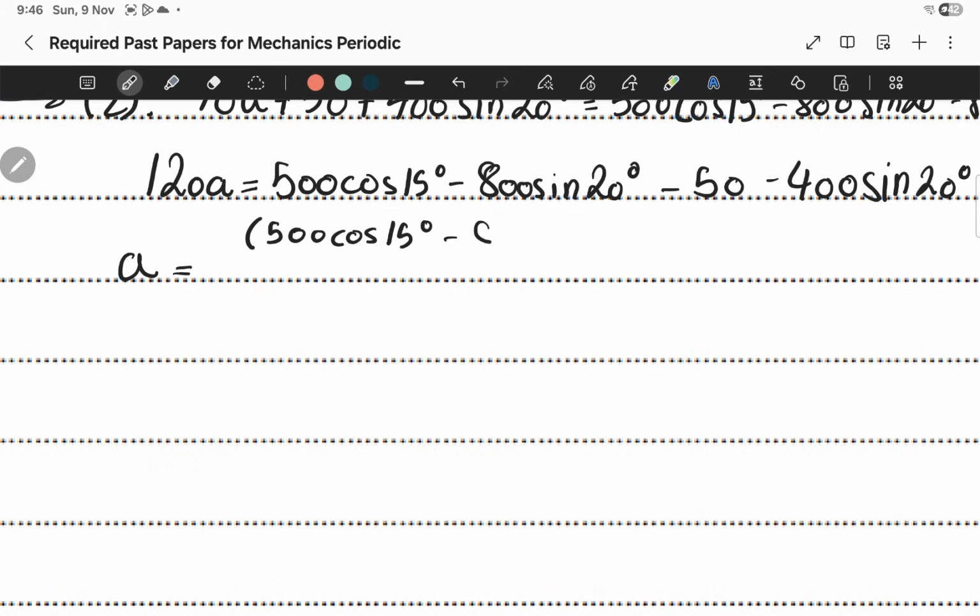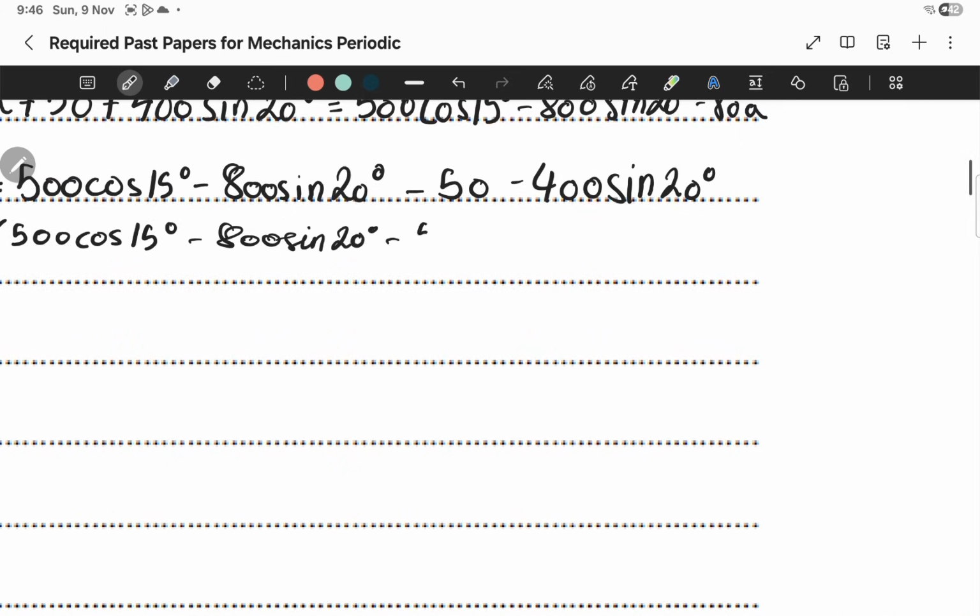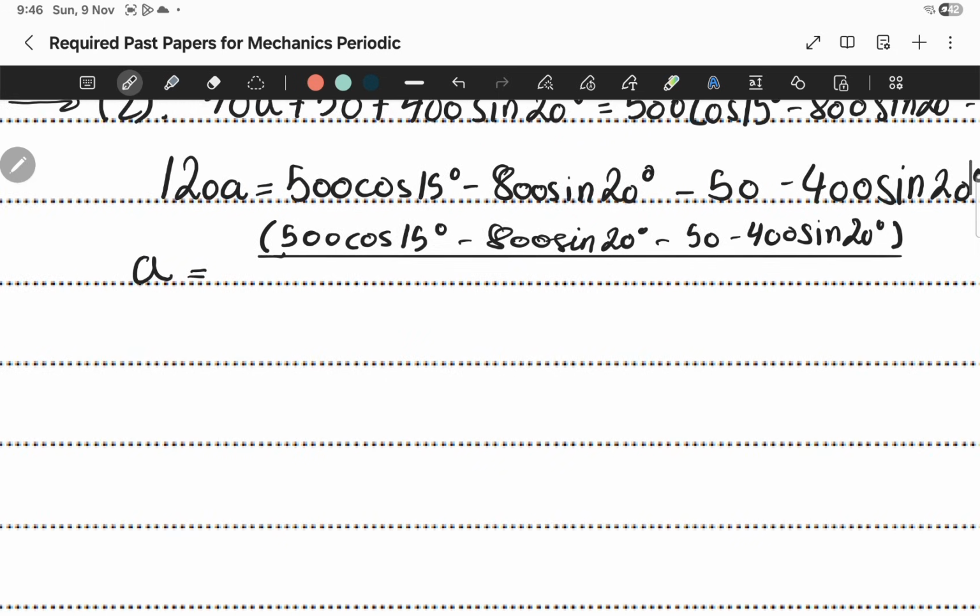So let's write it again really quickly. Minus 50 minus 400 sine 20 degrees, all over 120. You'll get a to b on a calculator. So open bracket, 500 cosine 15 degrees minus 800 sine 20 degrees minus 50 minus 400 sine 20, close the bracket, over 120.